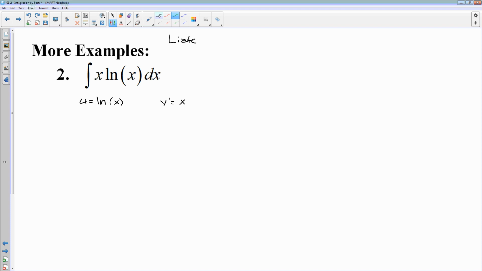Okay, so let's see, the derivative of u, I need to find u prime. That would be 1 over x. The antiderivative of x, my v, is going to be 1/2 x squared, or you could say x squared over 2. And then our formula for integration by parts, we do u times v, so that will be 1/2 x squared ln x minus this product. So minus the antiderivative of 1 over x times half x squared. That's the same thing as x squared over 2 dx.